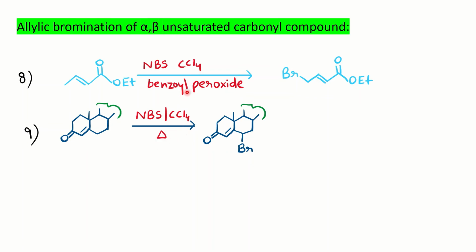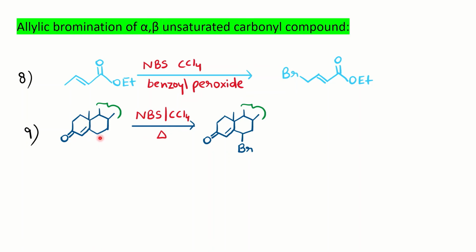Same here, they were using the peroxide, now they are heating it. Either they may use a light also, h nu, photochemically. And now again we have to do the allylic bromination. We know it is alpha beta unsaturated, so we have to do the allylic bromination. We need to find the allylic position, which is already occupied by a methyl group, so not possible here.